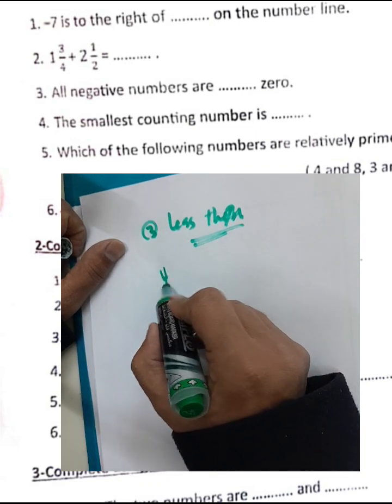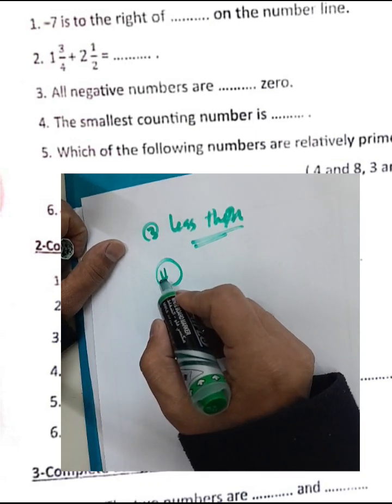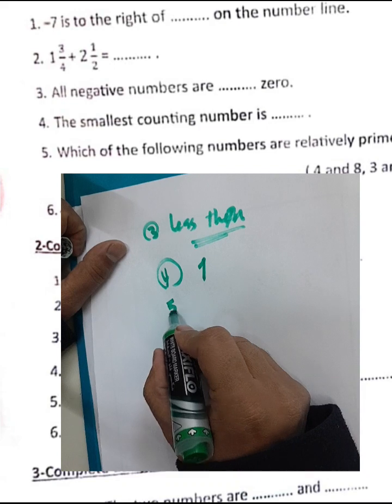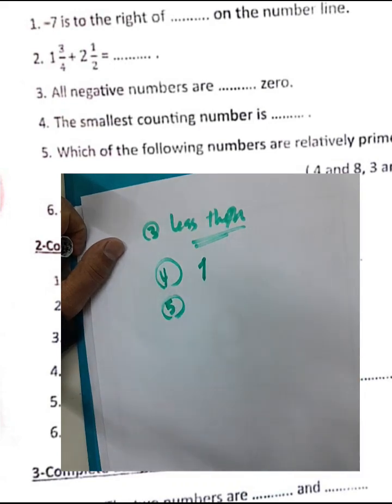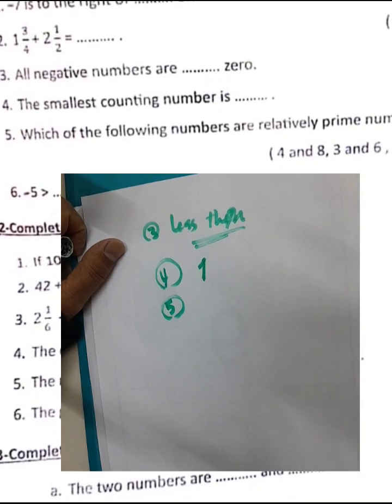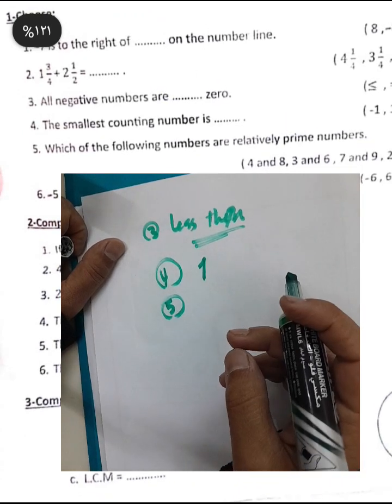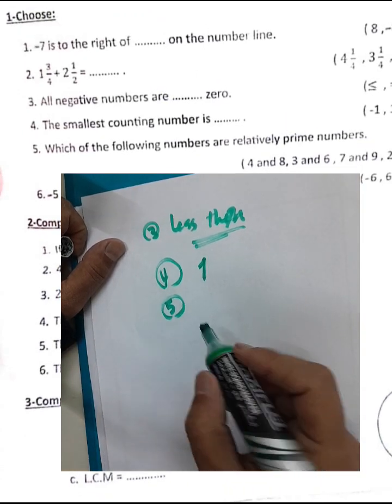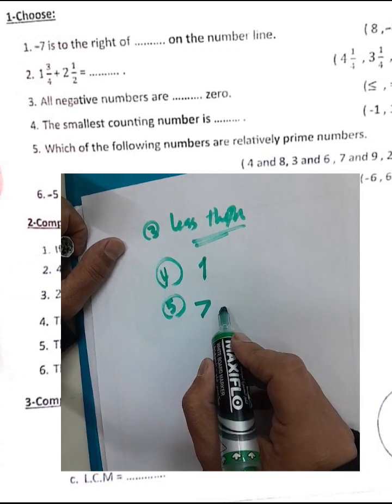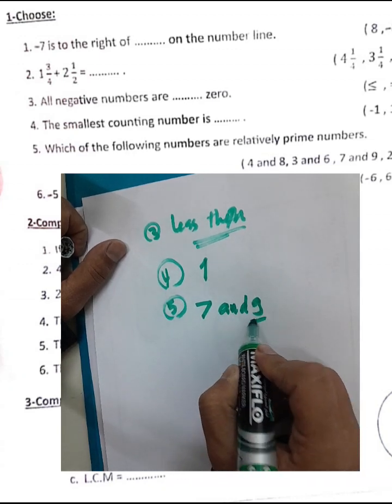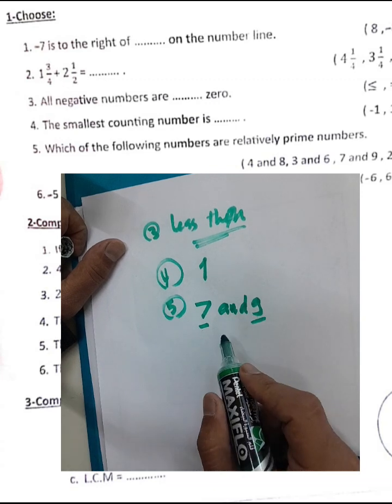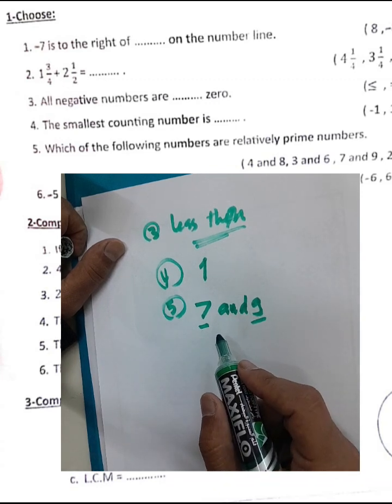Question number 4. The smallest counting number is 1. Question 5. Which of the following numbers are relatively prime numbers? Relatively prime numbers mean two numbers can't be divided by a number other than 1. So we must choose 7 and 9. Why? Because 7 and 9 can't be divided by a number other than 1.